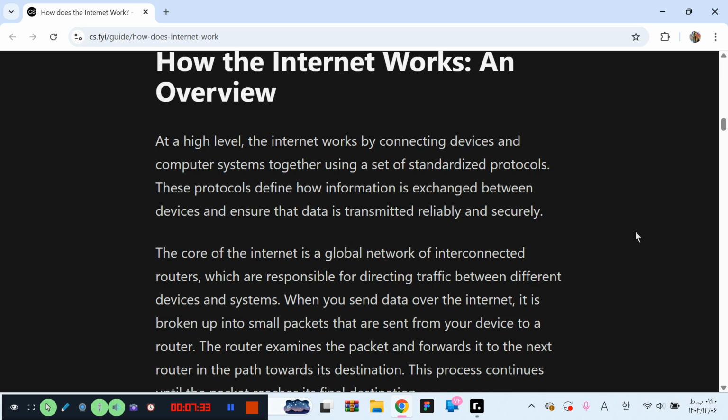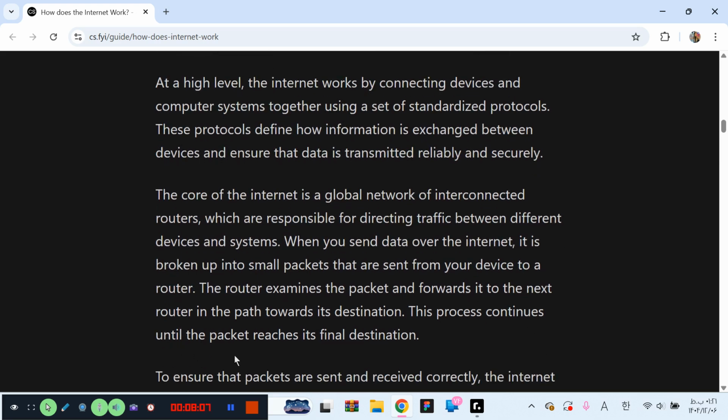The core of the internet is a global network of interconnected routers, which are responsible for directing traffic between different devices and systems. When you send data over the internet, it is broken up into small packets that are sent from your device to a router. The router examines the packet and forwards it to the next router in the path towards its destination. This process continues until the packet reaches its final destination.